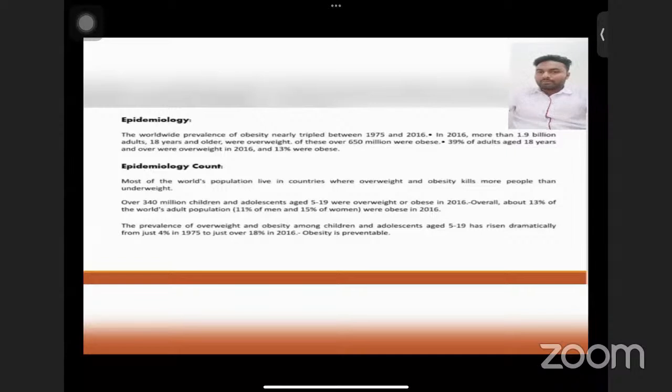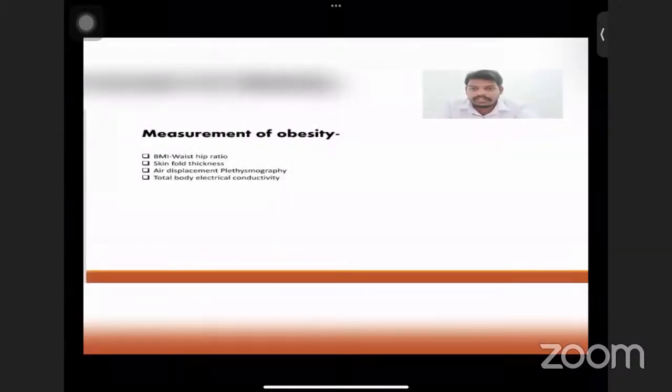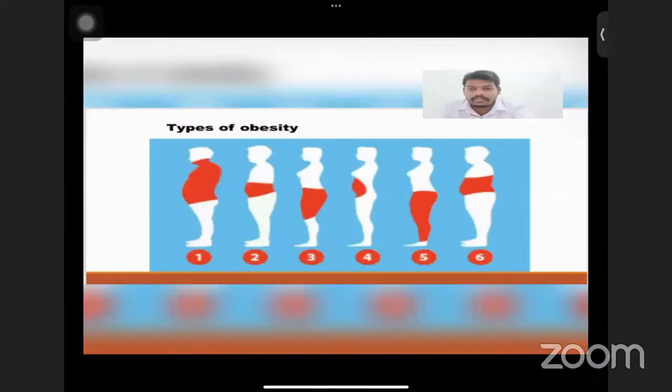Obesity is preventable. Measurement of obesity. These are the 4 different types of measurements of obesity: body mass index, waist hip ratio, skin fold thickness, air displacement plethysmography, total body electrical conductivity. These are the 6 types of obesity.